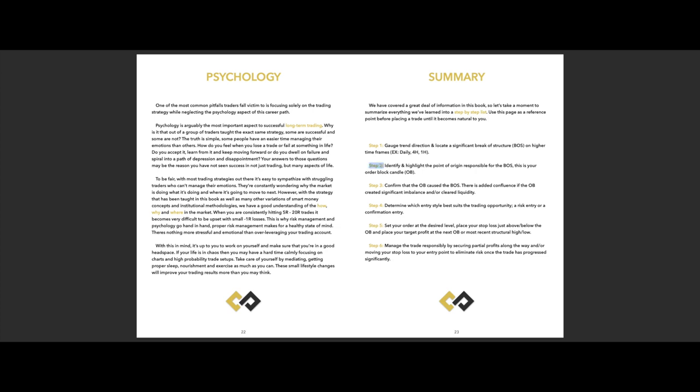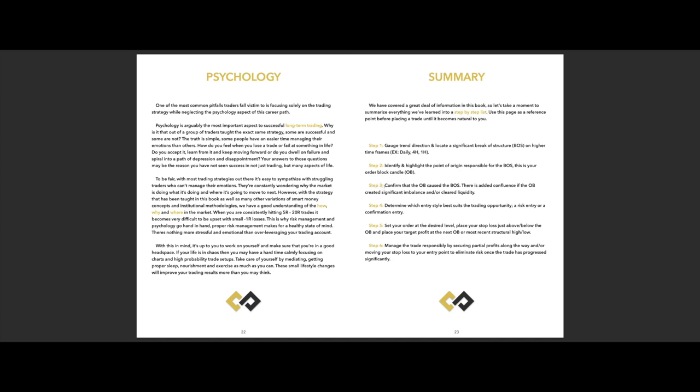Step 2, identify and highlight the point of origin responsible for the break of structure. This is your order block candle, okay? Again, very important step here. Once you've located this significant break of structure, you have to identify and highlight the point of origin that was responsible for that break of structure. That is the order block, okay? The OB. That's all it is. And again, order block is just another term for refined supply and demand, okay? But this is very important stuff, okay? All an order block is the point of origin that was responsible for a break of structure.